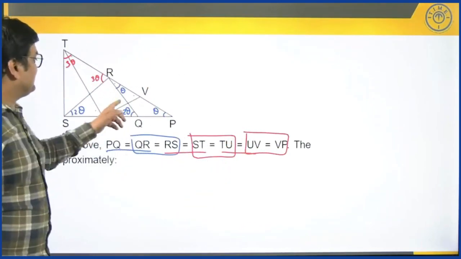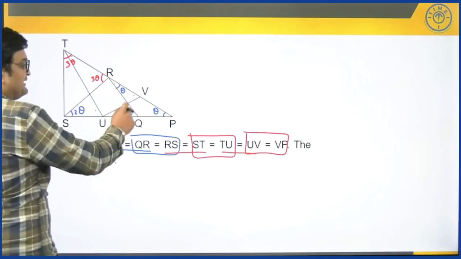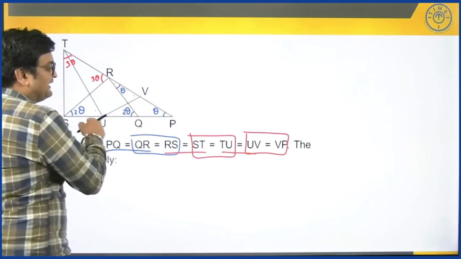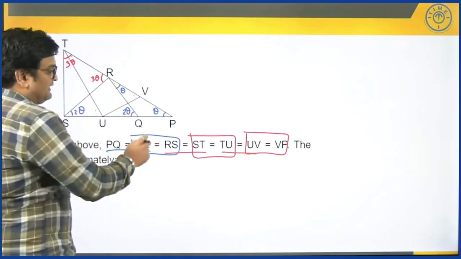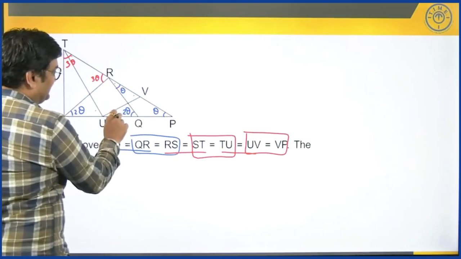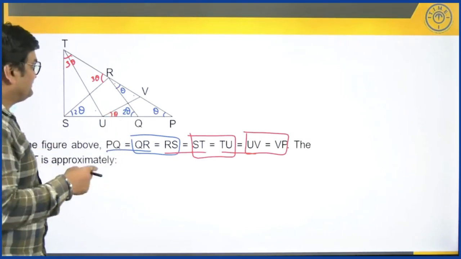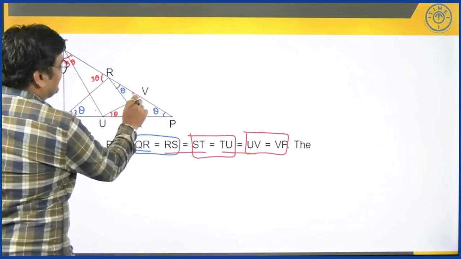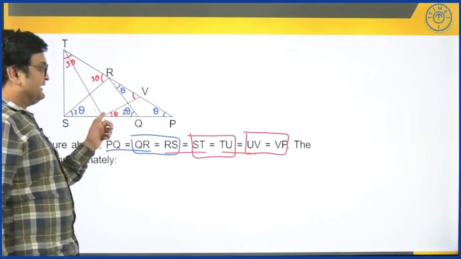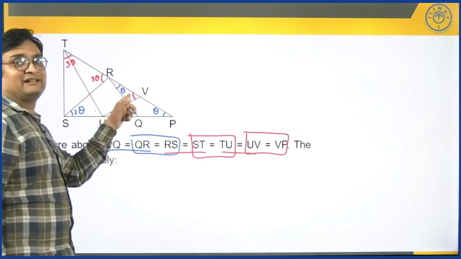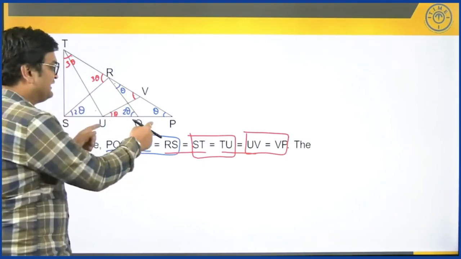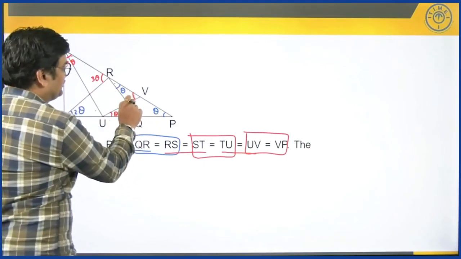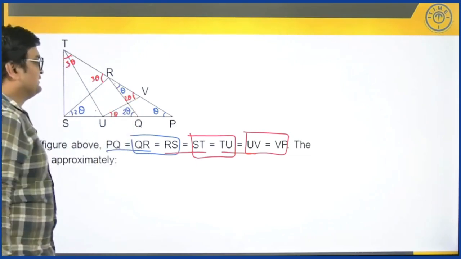So if you look at UV is equal to VP, now you look at this. In triangle UVP, it's an isosceles triangle. If this is theta, this part here is also going to be theta. Not just that, please also notice, this angle here is the exterior angle for the triangle UVP, the exterior angle at V. It will be equal to the sum of the interior opposite angles. So this part here is going to be 2 theta.